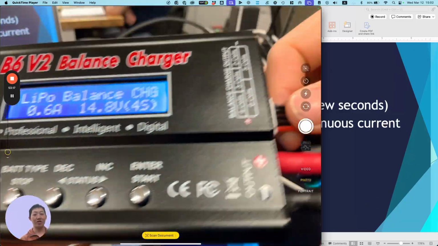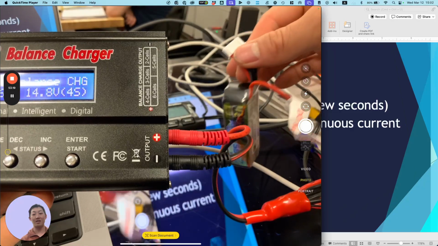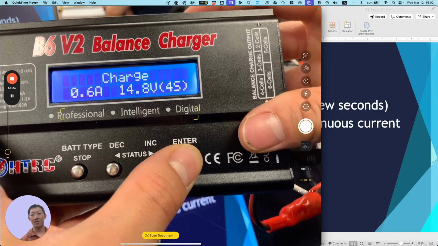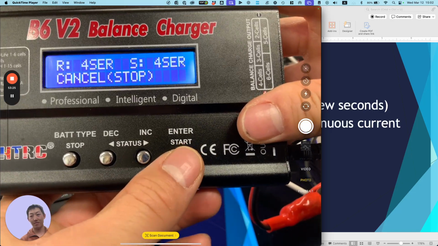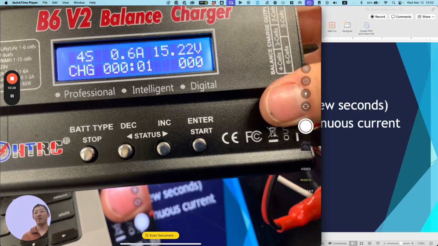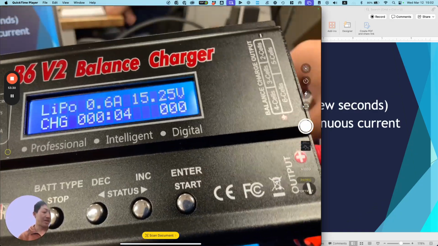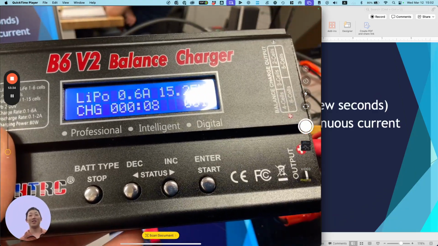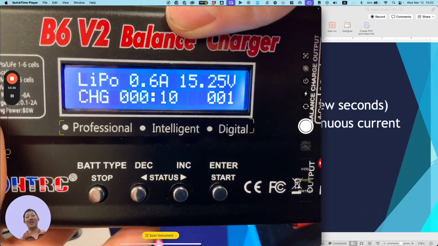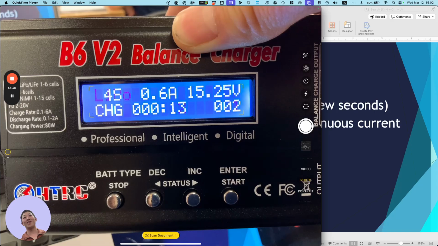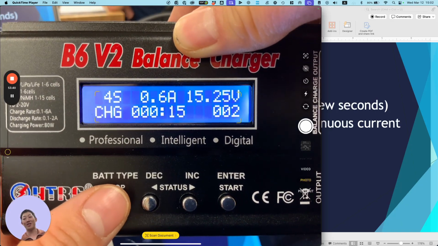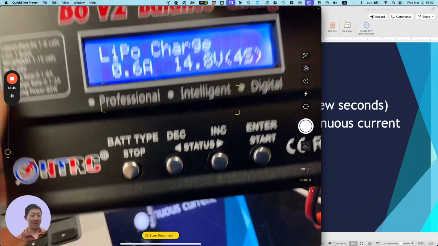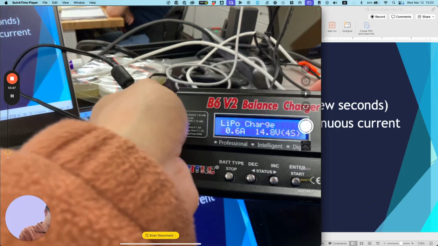I'm going to show you, if I unplug this balance lead and then go into just normal charge, it'll work. So it's not going to balance it, but it is charging it. So it's not ideal. You can charge it this way and it will charge it up. My recommendation, put it into balance charge. All right, so that is charging.